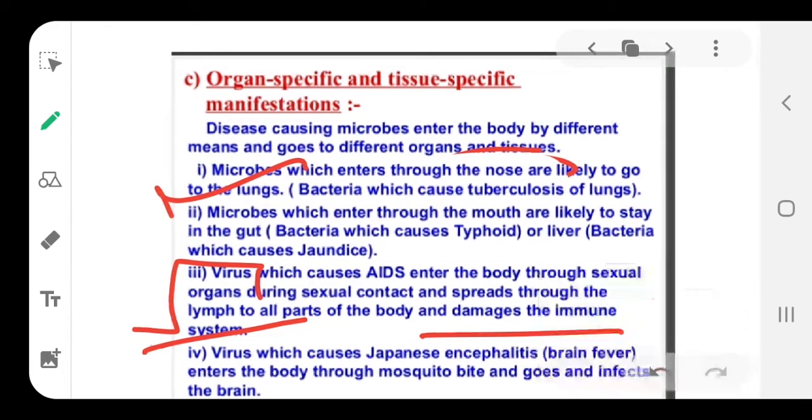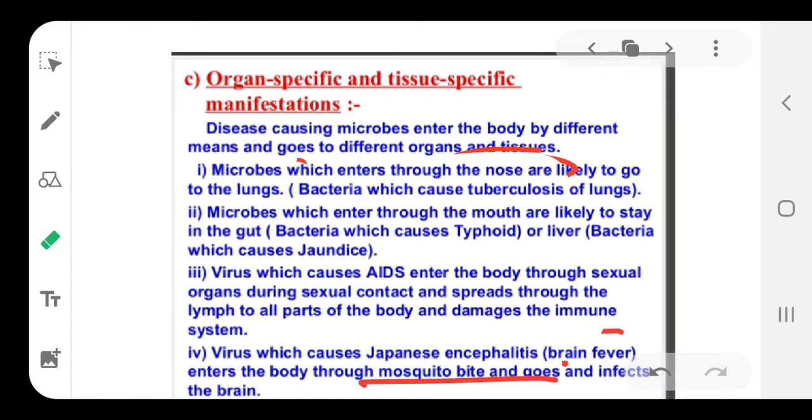Similarly, the virus that causes the disease called brain fever, underline the new name mentioned in your book, Japanese encephalitis. Underline the word Japanese encephalitis, brain fever. Okay? It enters the body through a mosquito bite and goes to infect the brain. So these terms are mentioned in your book. Make sure you read these whole terms and mark them properly, because they always have some point of reference in examinations, and how we get infected when the microbe attacks our body.